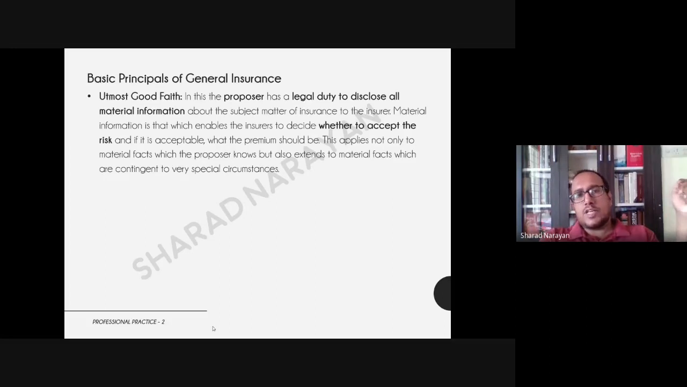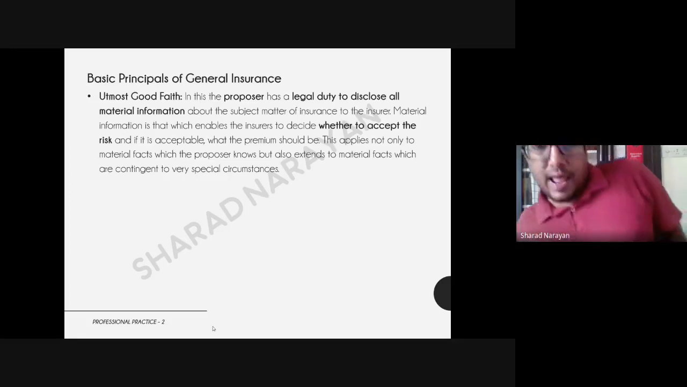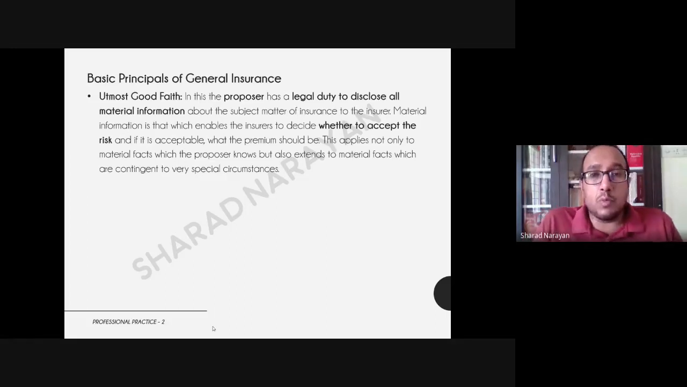So the basic principles of general insurance that we have here are 4. The first one is known as utmost good faith. In this, the proposer or the person who is about to take an insurance policy has a legal duty to disclose all material information about the subject matter of insurance to the insurer. Material information is that which enables the insurers to decide whether to accept the risk, and if it is acceptable, what the premium should be. This applies not only to material facts which the proposer knows, but also to material facts which are contingent to very special circumstances.